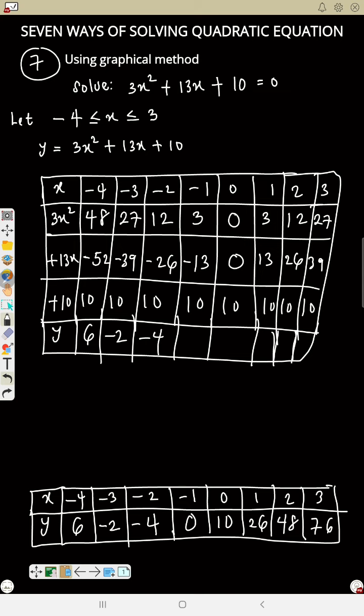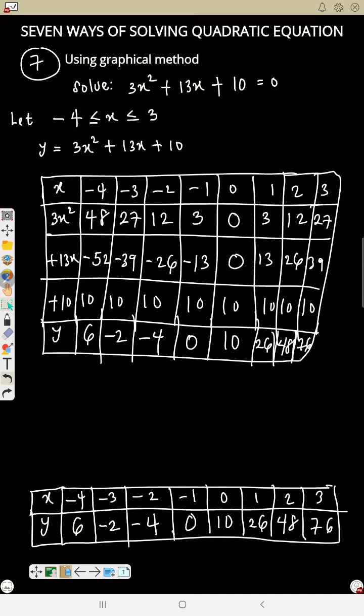The next one, 3 - 13 + 10. That is 0. Then 0 + 0 + 10, 10. So 3 + 13, 16 + 10. That will be 26. 12 + 26, that is 38 + 10. That will be 48. 27 + 39, then 66 + 10. That will be 76.